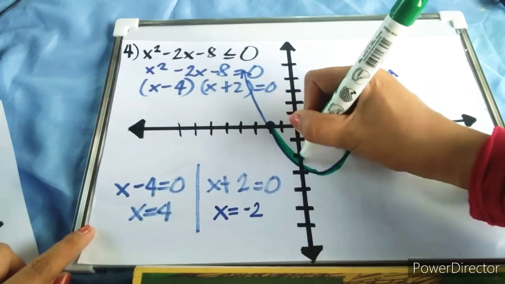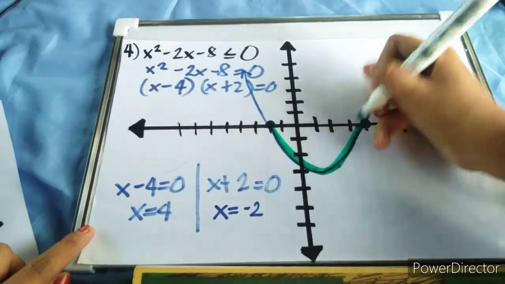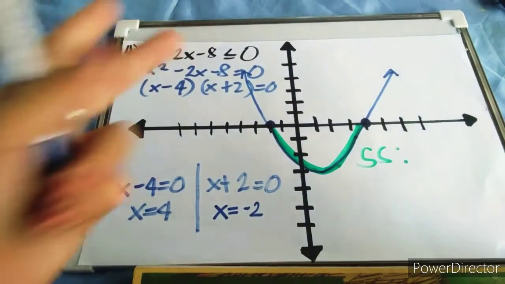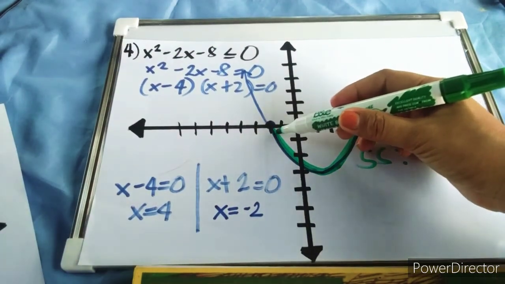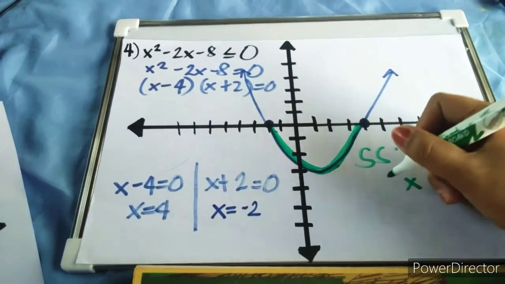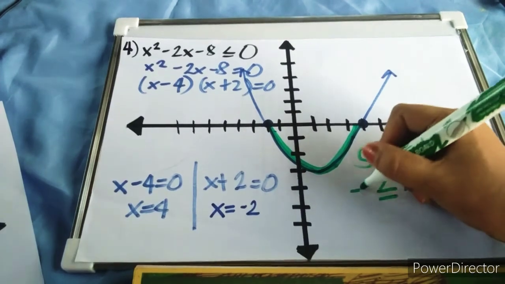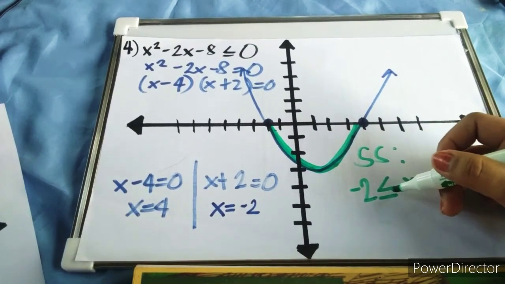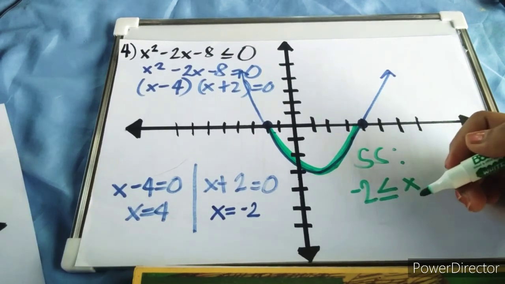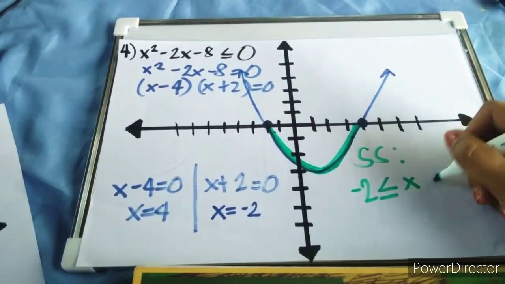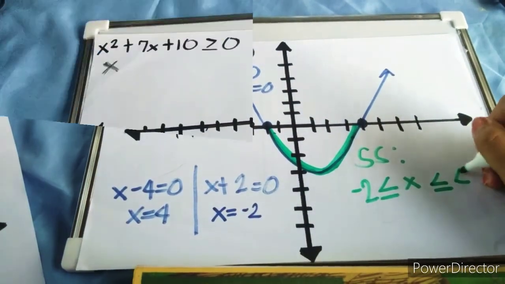Okay. And that would be our solution set. So, that part is what? Greater than or equal to negative 2. So, you have x is greater than or equal to negative 2. As you can see, you can read that one as x is greater than or equal to negative 2. Pabaliktad siya actually. But that part is what? Less than or equal to 4. So, less than or equal to positive 4.